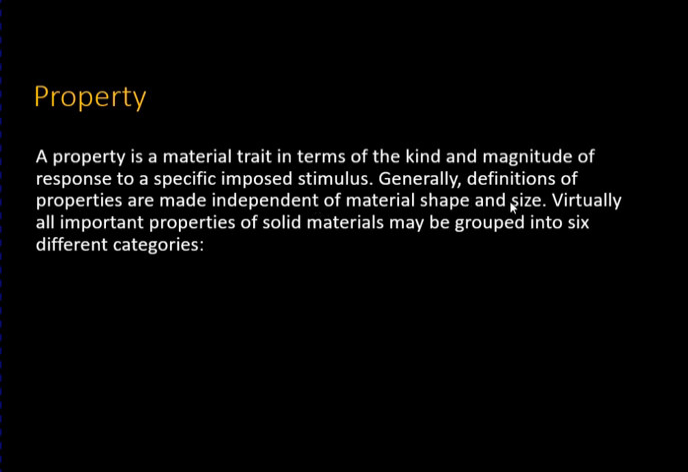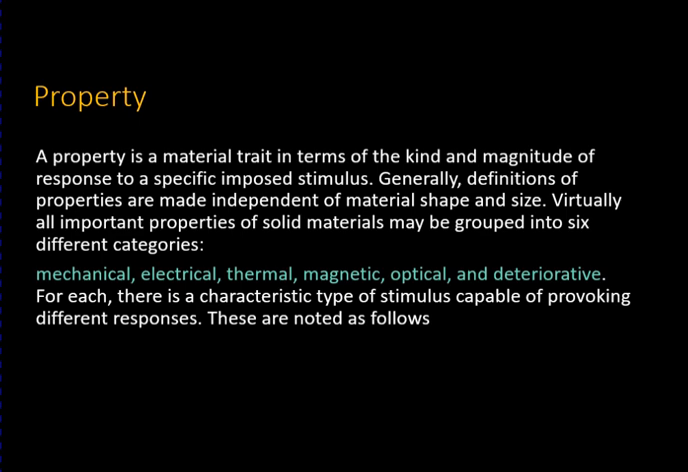Okay, generally the definition of properties are made independent of material shape and size. Virtually all important properties of solid material may be grouped into six different categories. So we're going to look at different properties and of course the stimulus that trigger those properties. So now: mechanical, electrical, thermal, magnetic, optical, and deteriorative.